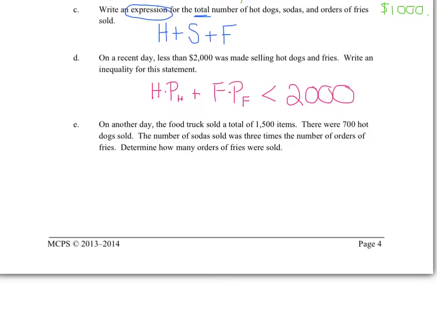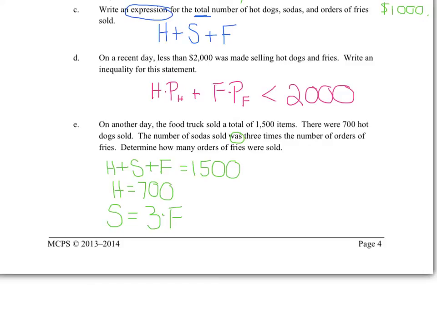So, we first have that the food truck sold a total of 1,500 items. We know that H plus S plus F is our total number of items, and that's going to equal 1,500. Then it says that there were 700 hot dogs sold, so H, the total number of hot dogs, is going to equal 700. Finally, the number of sodas sold, so S, was, which means equals, 3 times the number of orders of fries. So S is going to equal 3 times F. We want to determine how many orders of fries were sold.